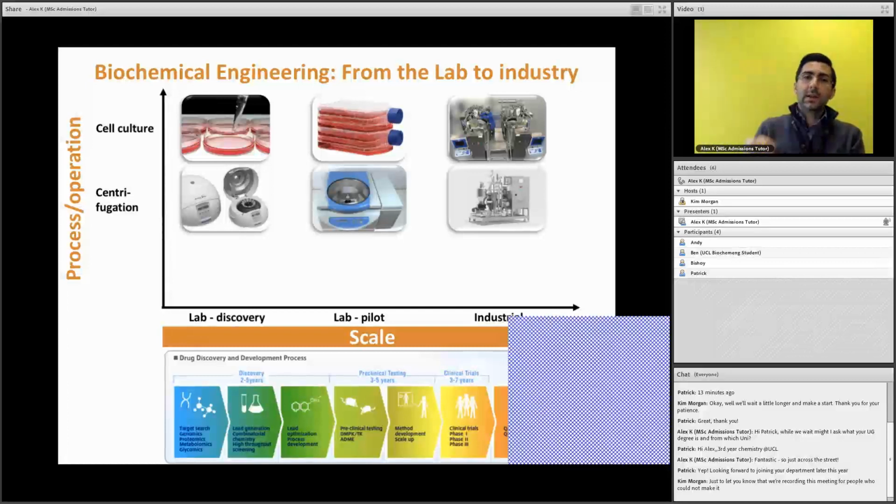So essentially, that is the core of biochemical engineering. How do we take a simple process identified in a lab setting and make a full-fledged industrial process out of it?